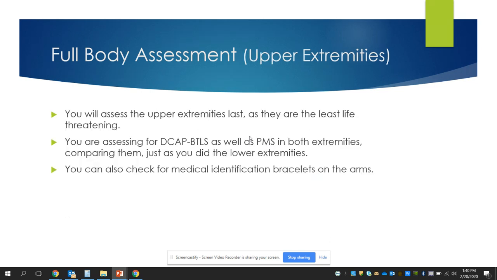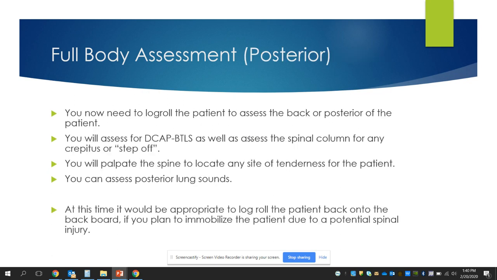We're also going to be moving here up to the upper extremities. And remember, upper extremities are last because they're least life-threatening compared to those large potential injuries and arteries there in the lower extremities. And so same thing, DCAP-BTLS down both arms and checking PMS at the same time to compare them in both arms. So checking that radial pulse, and then can you feel me touching you? Can you squeeze my fingers? And we could have also looked for any medical identification on the lower extremities as well as the upper extremities. Most people generally have that emergency information in their cell phones these days and not so much medical identification bracelets or tags, but we can still take the opportunity to look.